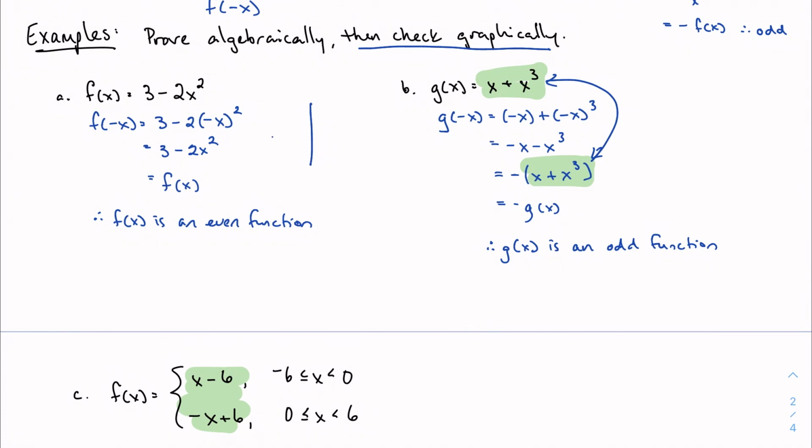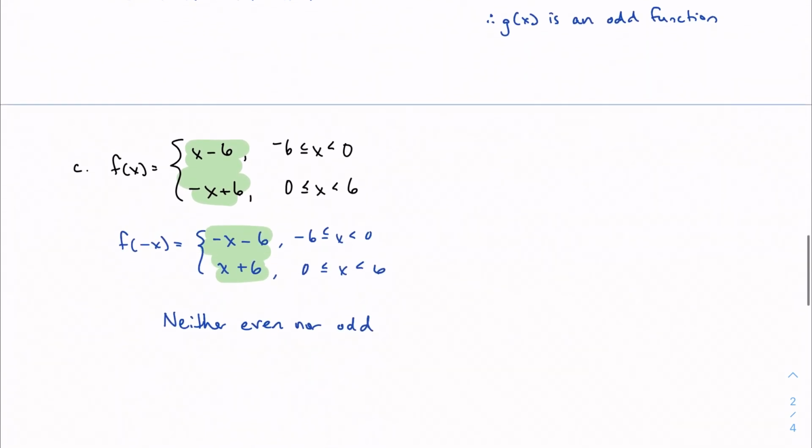I can check these quickly graphically. My parabola is still centered somewhere on the y-axis, so there is that mirroring. I'm not going to attempt to guess the sketch of the graph of b, so you can try that one on your own. And then my piecewise function, though, I know is going to look something like this, which has no symmetry whatsoever, so clearly neither even nor odd.